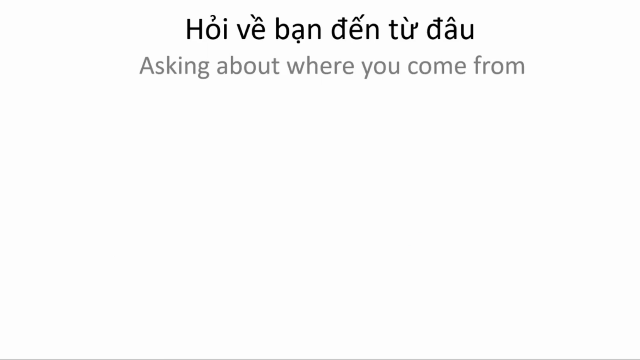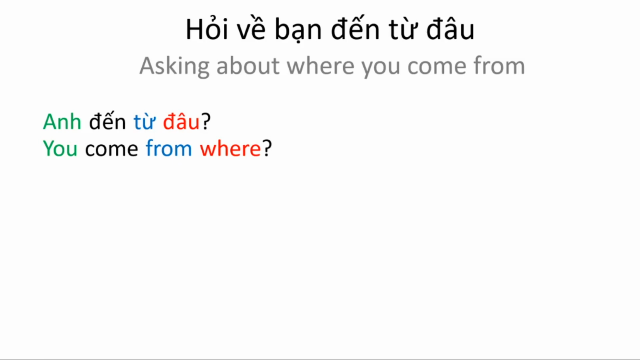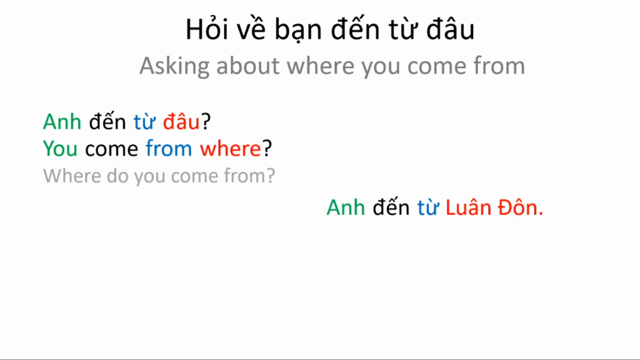Hỏi về bạn đến từ đâu? Anh đến từ đâu? You come from where? Where do you come from? And this doesn't mean the country, but if someone asks you this, they know already which country you're from, but they want something more specific, which area, which city. So for example, an answer to this would be, anh đến từ London. I come from London.